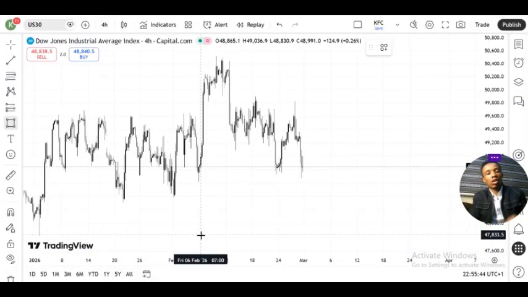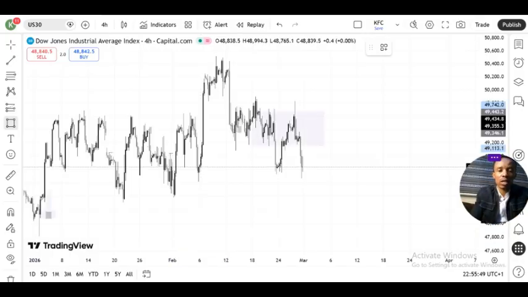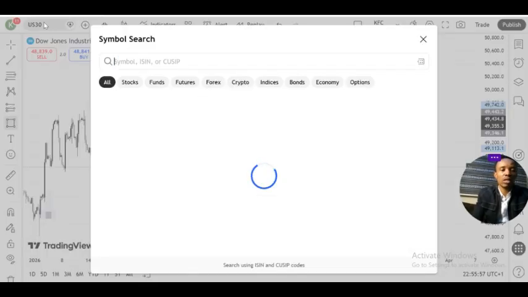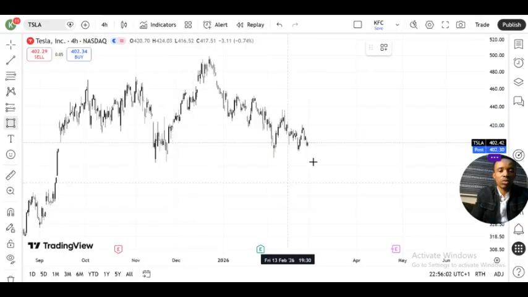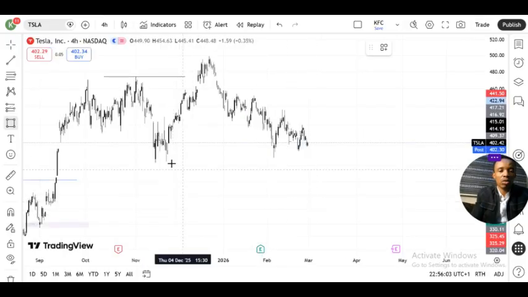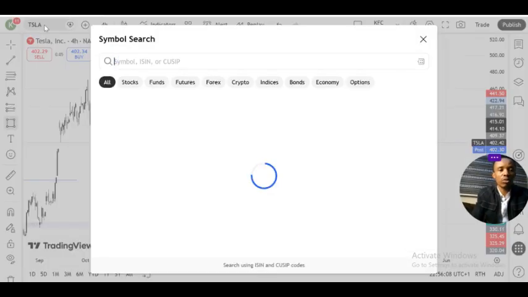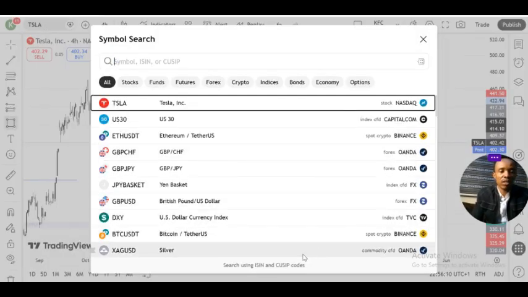Let's go straight to commodities. Now this is the US30. I expected it to do this, it's already done it. So I'm not going to trade anything around here until I see a breakout for US30. Then Tesla on stocks. Tesla is on a demand zone, so I'm not going to sell. I'll look for a buy move on Tesla if I find one.